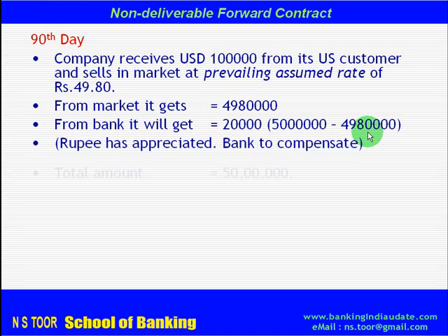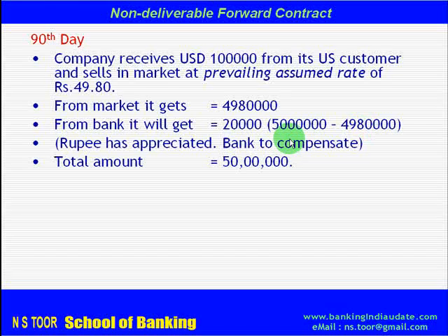In this way, the company is getting 50 lakh rupees: 49.80 from the market and 20,000 from the bank. So this way they get the whole amount.